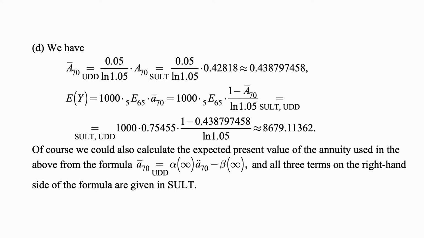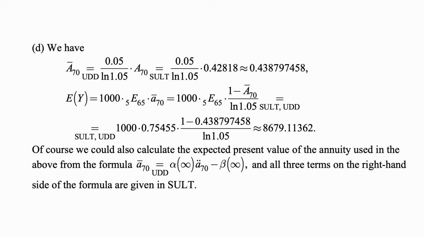And of course little a bar 70, using the David-Ricardo formula, can be written as 1 minus big A bar 70 over delta, which is the natural logarithm of 1.05. And we just calculated a bar 70 under UDD, so we replace that. And then we can look up 5e65 in the standard ultimate life table. We'll plug that in, do the calculation, and we get approximately 8,679.11362.